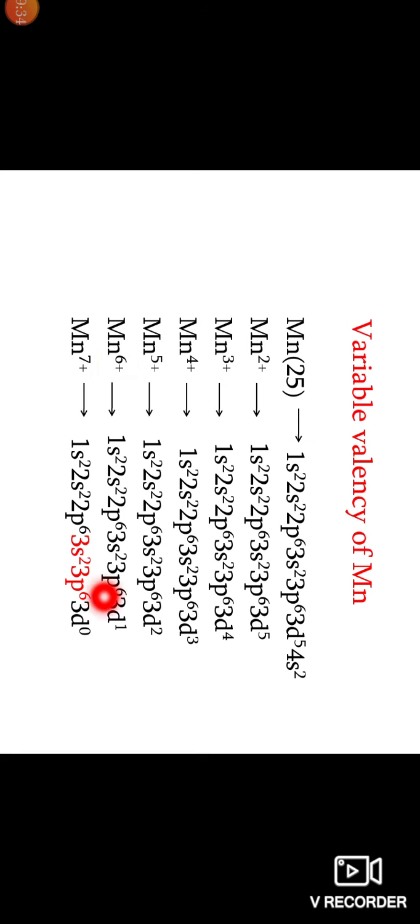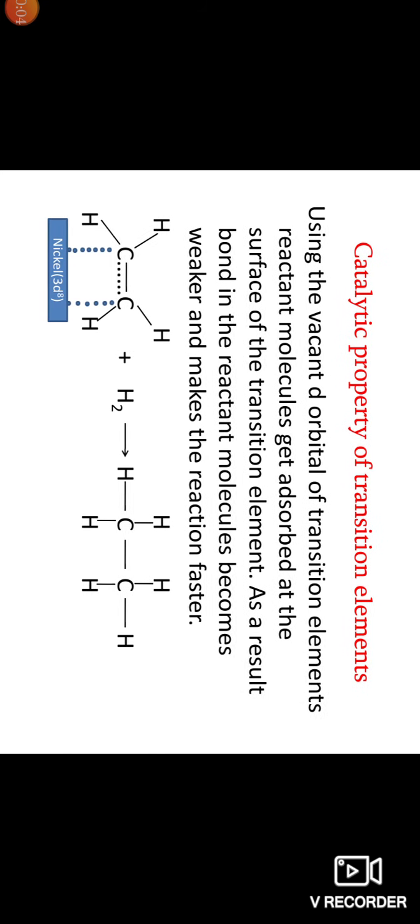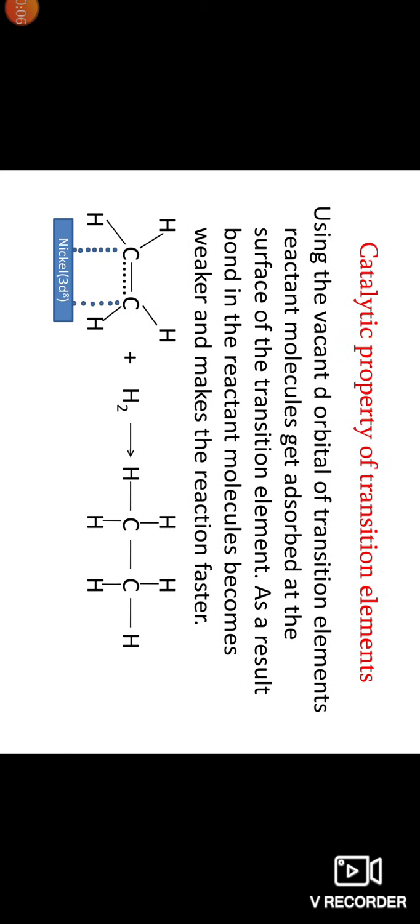Now it has lost all the electrons from the d orbital, so it has the most stable ionic configuration, like an inert gas. So it is the maximum oxidation number of manganese. Manganese can form 6 stable ions by losing electrons from 4s and 3d successively. So it is very clear that transition elements can show variable valencies.